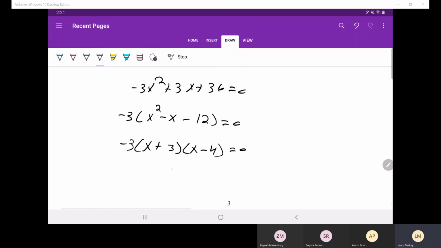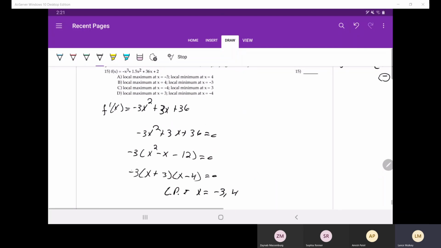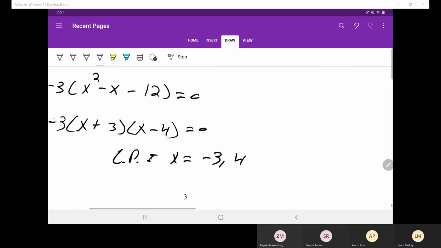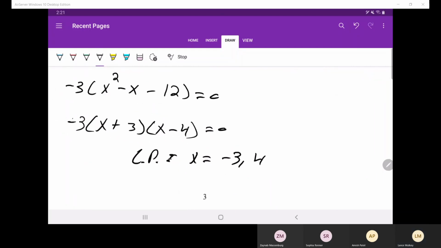So now you have critical points. X equals negative 3 and 4. Y'all follow along? Any questions on this one?